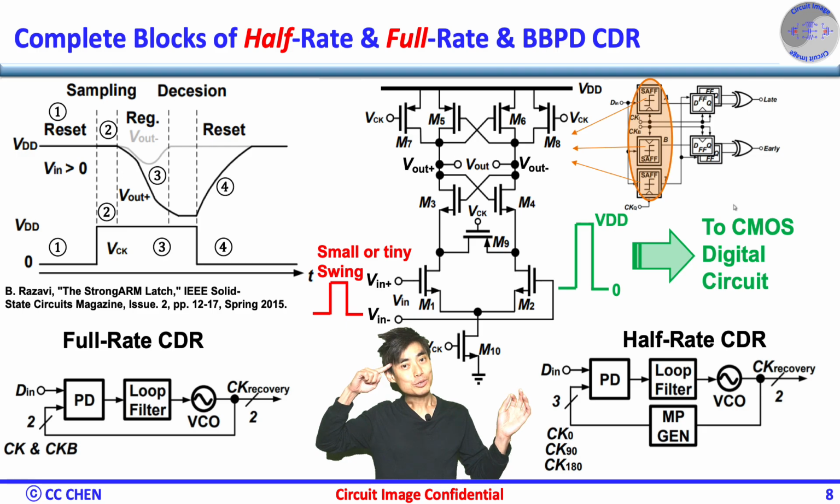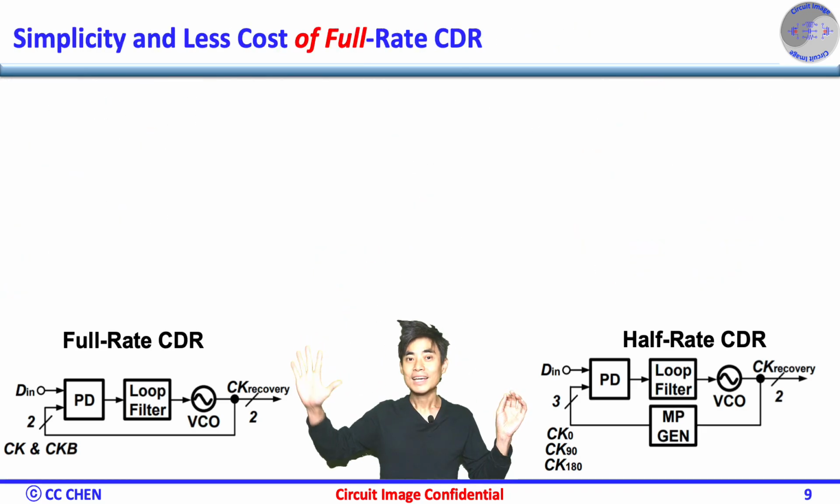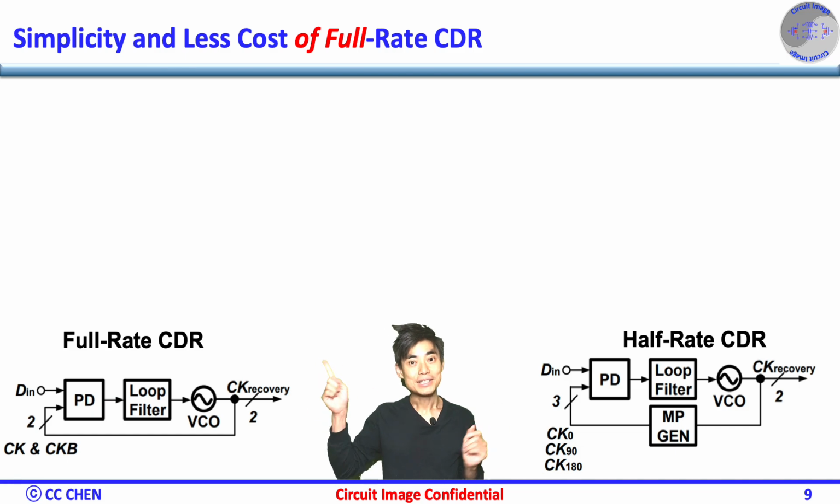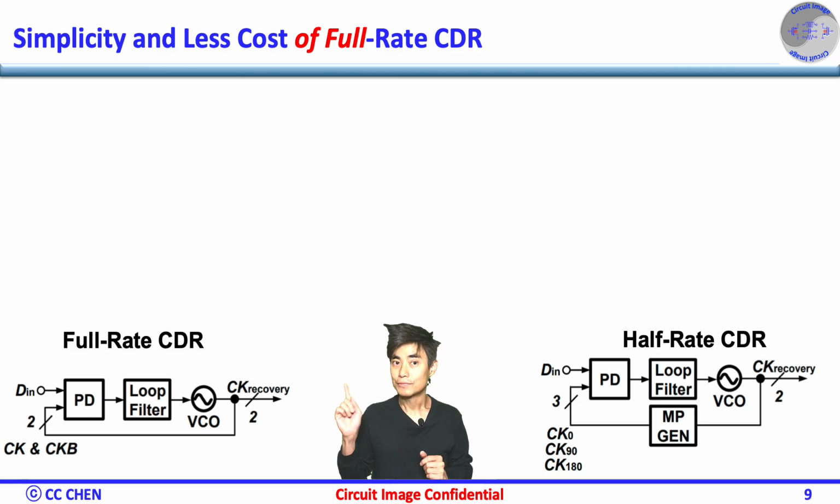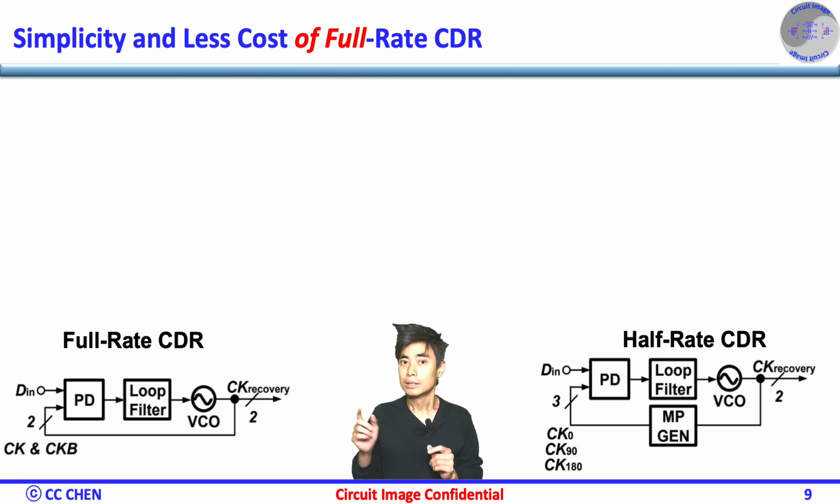Think about the image of simplicity for 5 seconds. Yes, a full-rate CDR looks comfortable since it's simple and low cost. For example, the full-rate CDR requires fewer blocks to generate the multiple clock phases than the half-rate CDR. The full-rate CDR can lead to a lower cost in design development and chip area than the half-rate one.